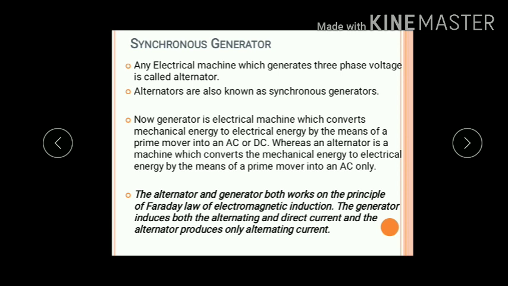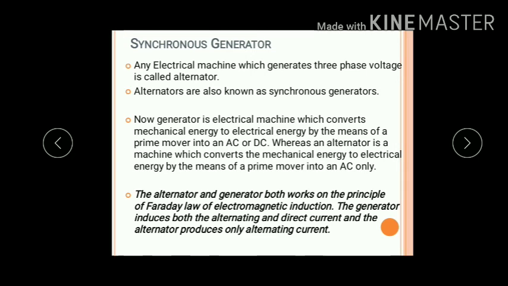Synchronous Generator. Any electrical machine which generates three-phase voltage is called an alternator. An alternator is also known as a synchronous generator. The basic difference between the generator and the alternator is that both are electrical machines which take the input as mechanical energy and give the output as electrical energy.